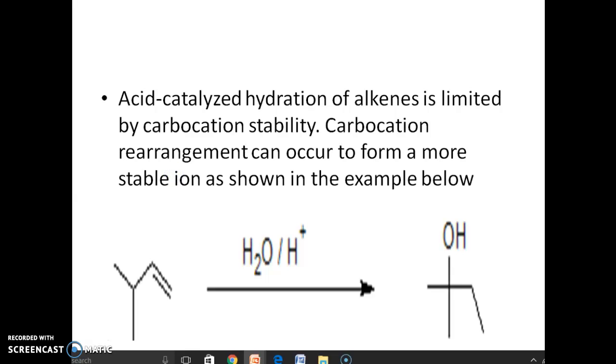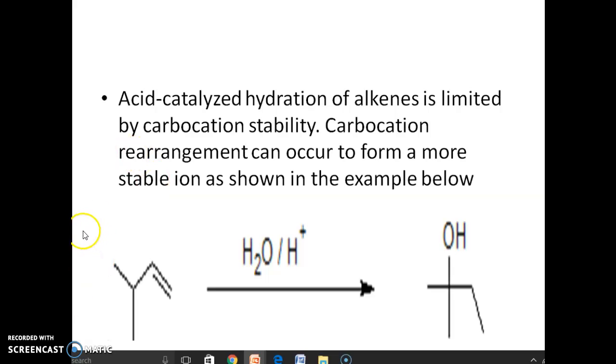We already discussed in the previous class the acid catalyzed hydration of alkenes, which was limited by carbocation stability. Here, carbocation rearrangement can occur to form a more stable ion, which is given in the example below.